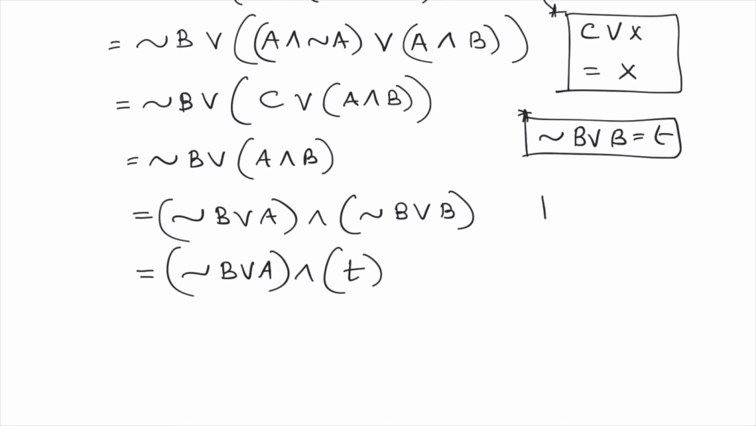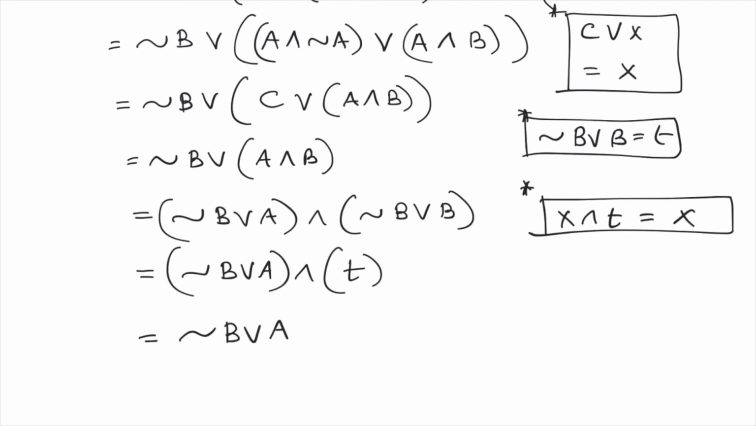Now this something X and T is going to be X, and this is one of the identity laws. So this is going to be negation B or A, and this is equivalent to B implies A. So this is the second way of proving it using the laws of mathematical logic using equivalent statements.